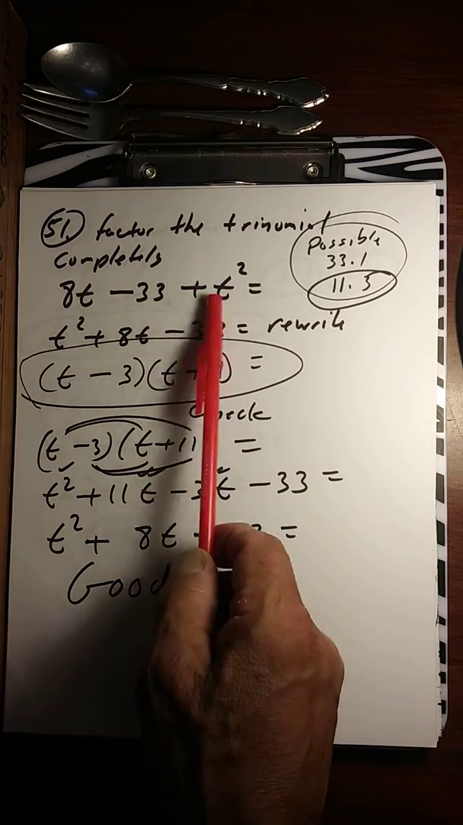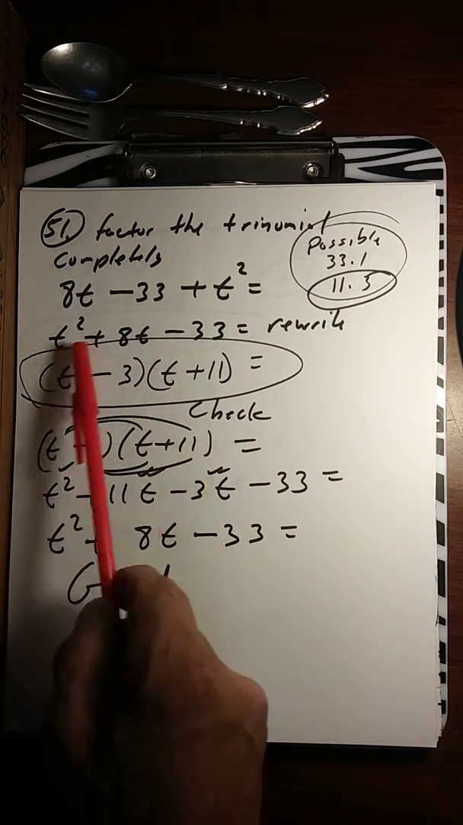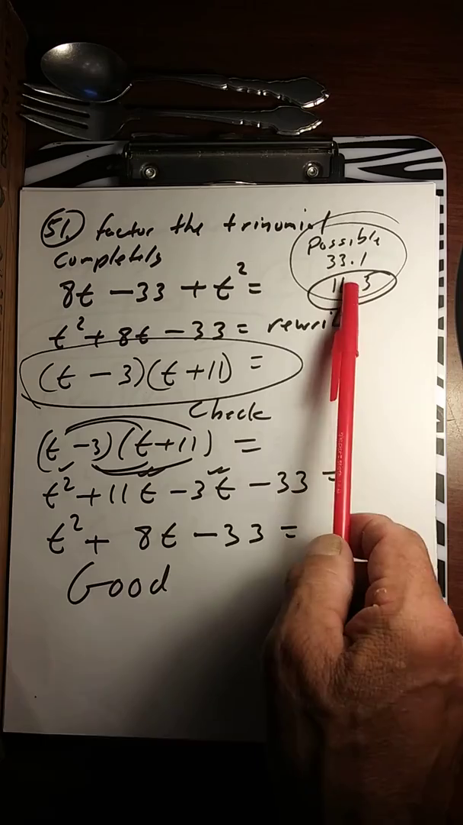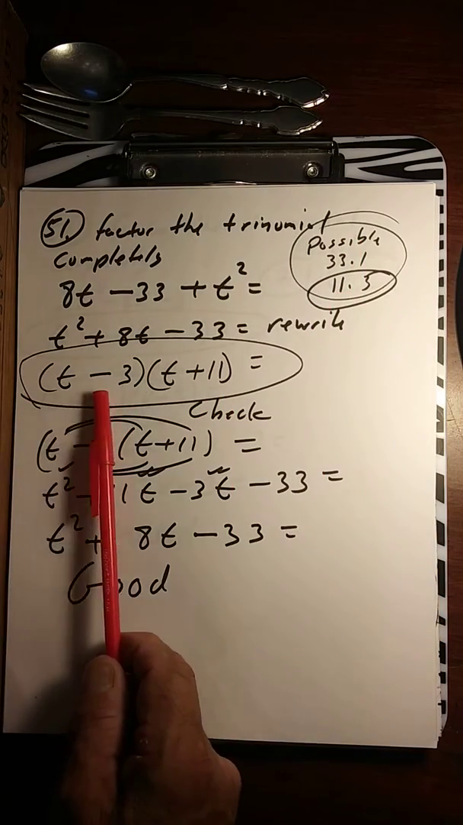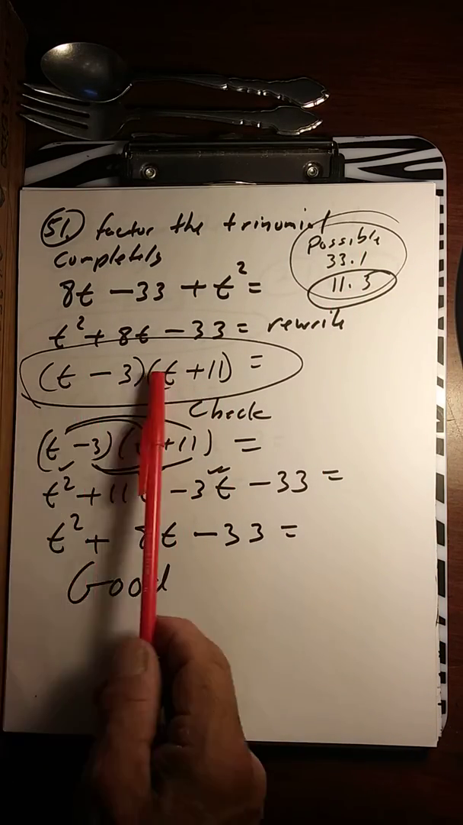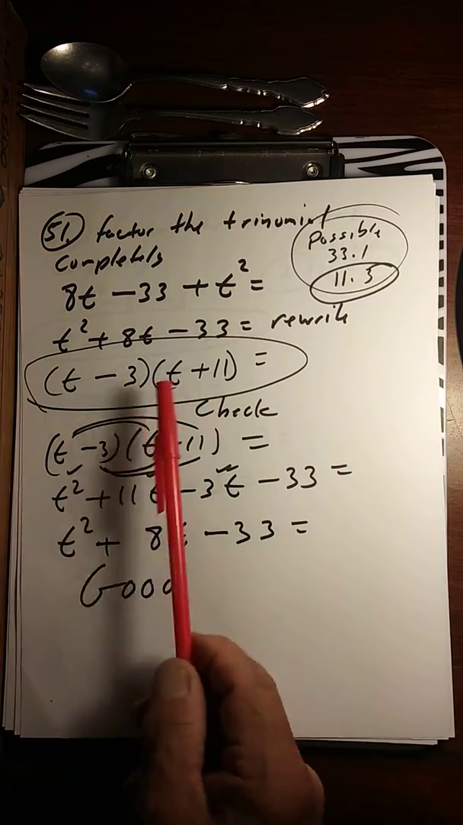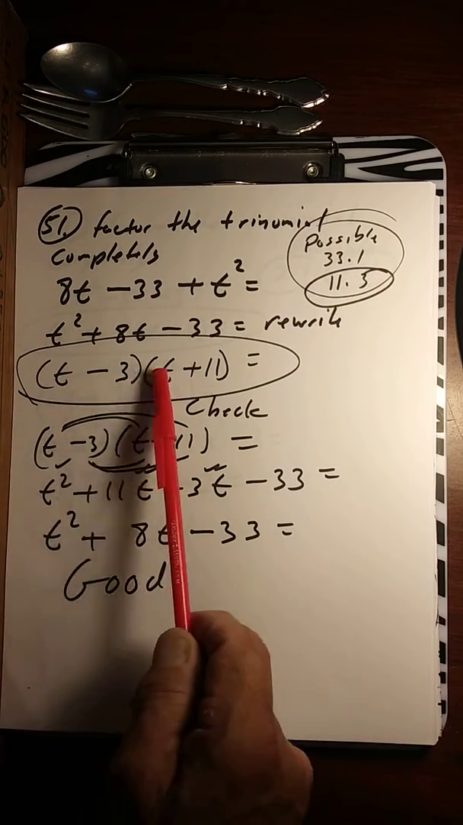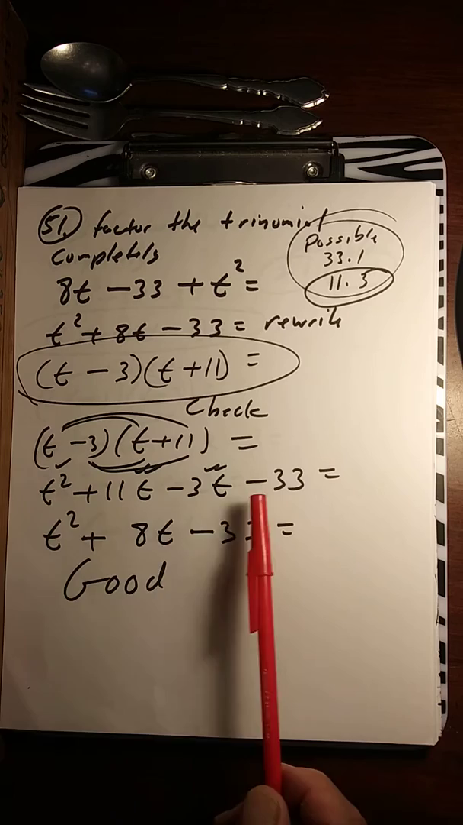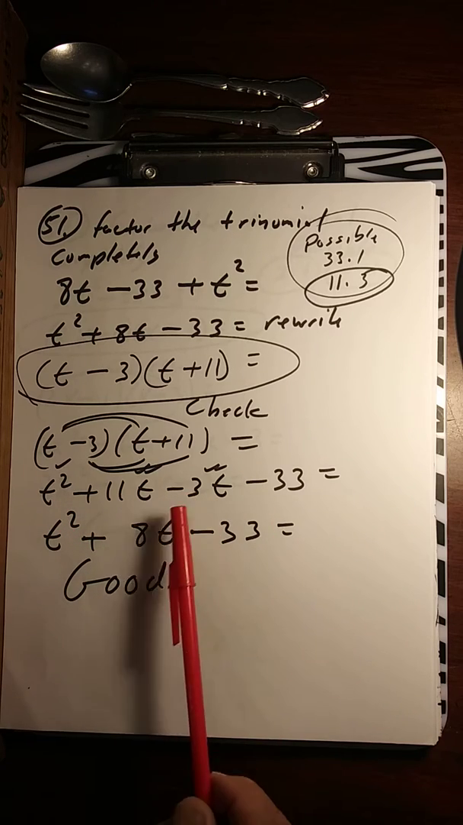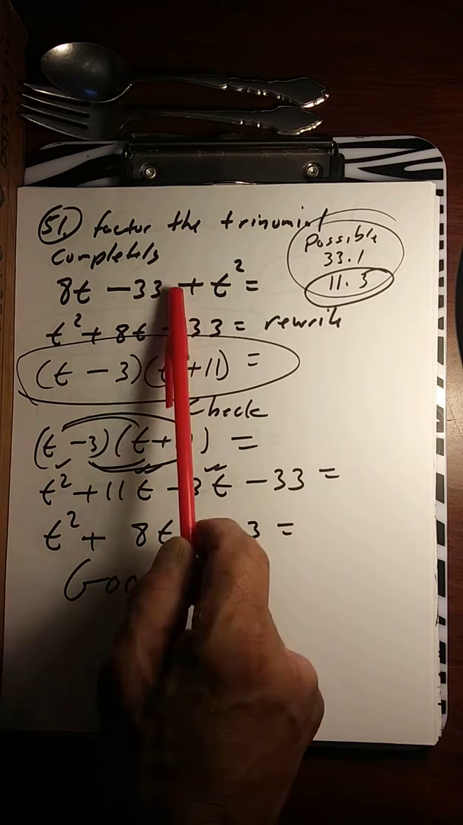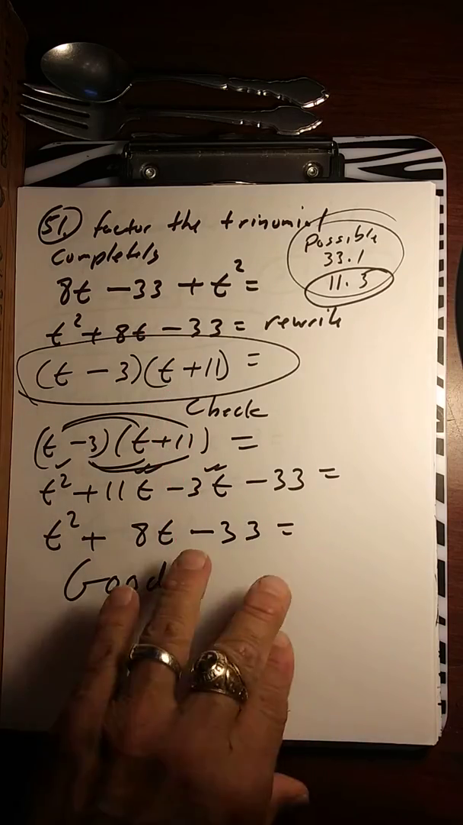So rewrite it first. t squared plus 8t minus 33. So now possible numbers, we want to try that one. t minus 3, t plus 11. That turns out as t squared. That turns out as 11t. That turns out as negative 3t. That turns out as negative 33. t squared, 11 and that is 8t minus 33. Does that match? Yes. Right there.